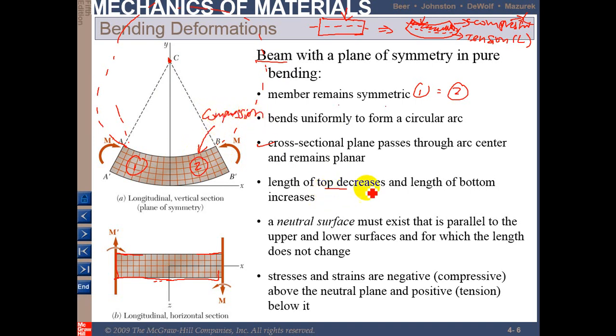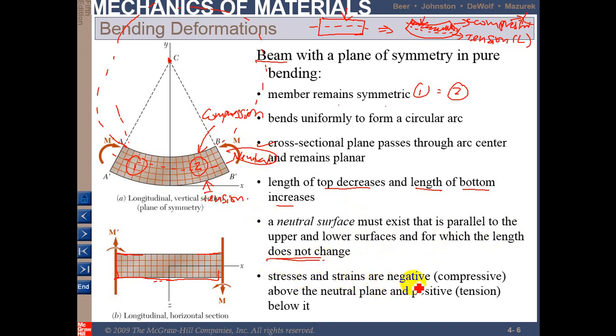So the top decreases in length and the bottom increases in length because it experiences tension. The neutral axis in the middle, we call it the neutral axis, must be parallel to the upper and lower surfaces, for which the length does not change. So the length of the neutral axis before bending and after bending does not change.